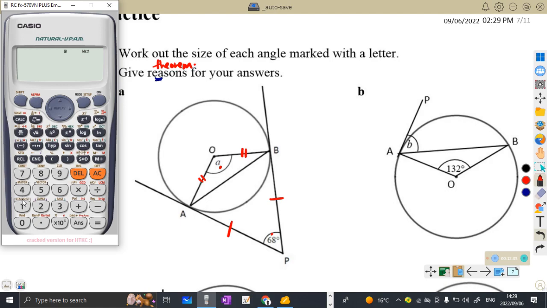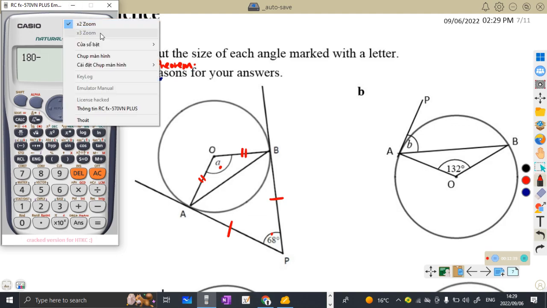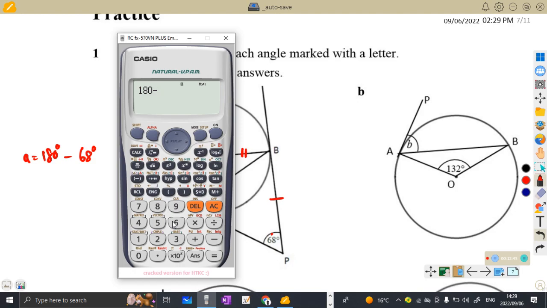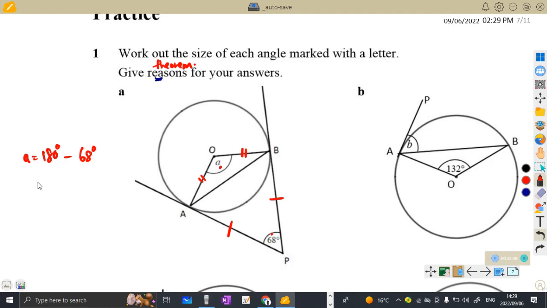It's no longer working properly. Okay, we said 180 minus 68. So we are actually subtracting 68 here. That's 68 here, which is 112 degrees. So you're going to obtain 112 degrees.